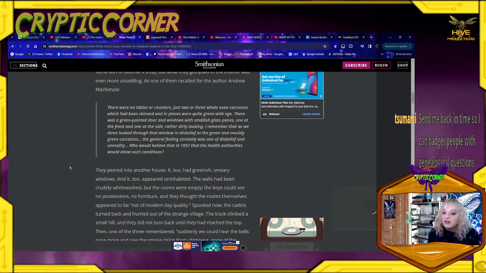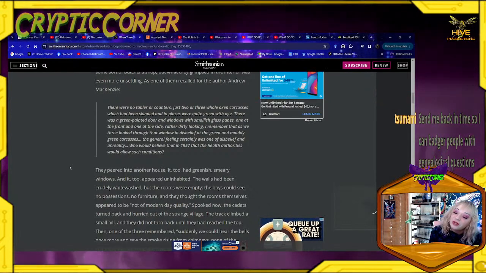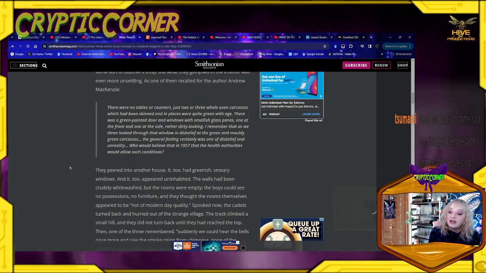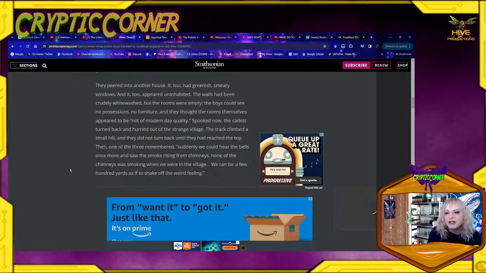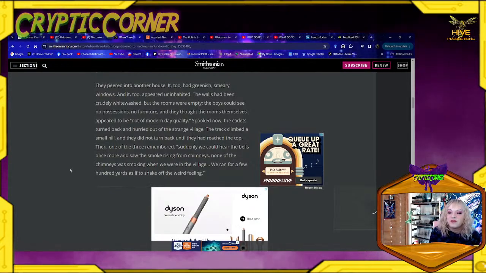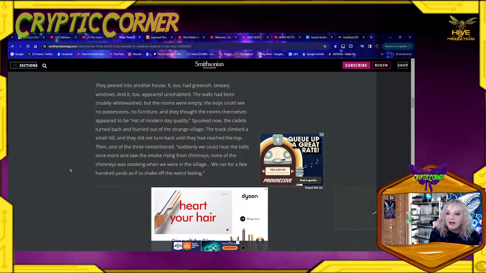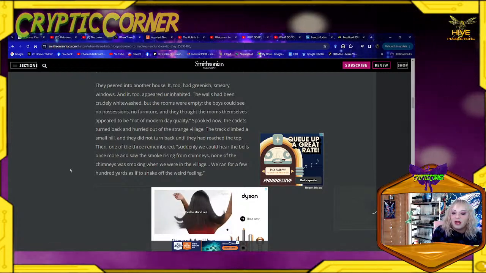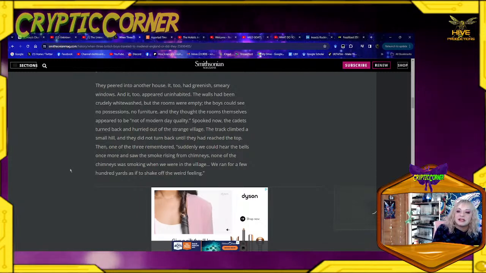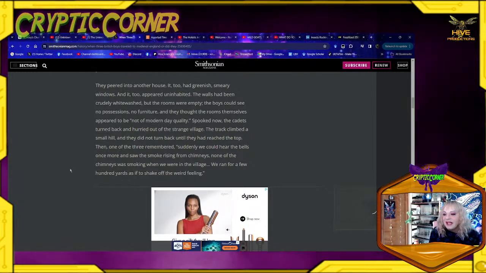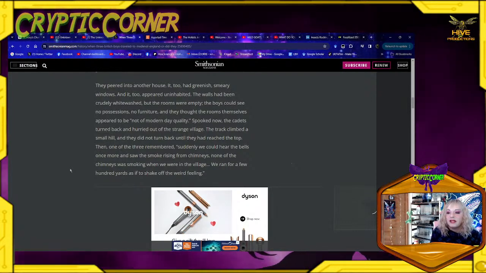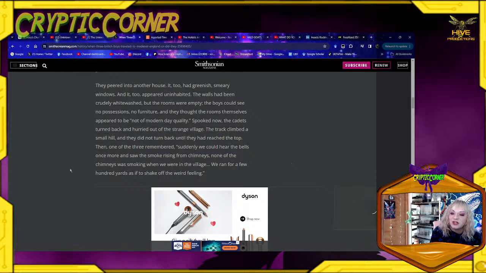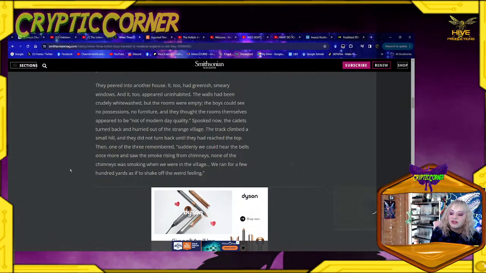That's weird. The general feeling certainly was one of disbelief and unreality. Who would believe that in 1957 the health authorities would allow such conditions? They peered into another house. It too had greenish smeared windows, and it too appeared uninhabited. The walls had been crudely whitewashed, but the rooms were empty. The boys could see no possessions, no furniture, and they thought the rooms themselves appeared to be not of modern day quality. Spooked now, the cadets turned back and hurried out of the strange village.